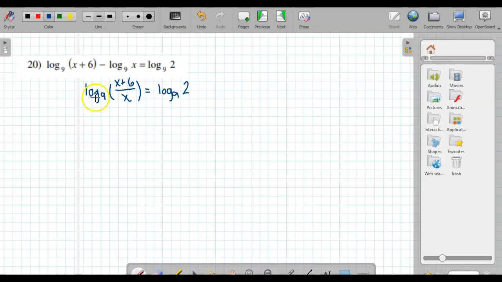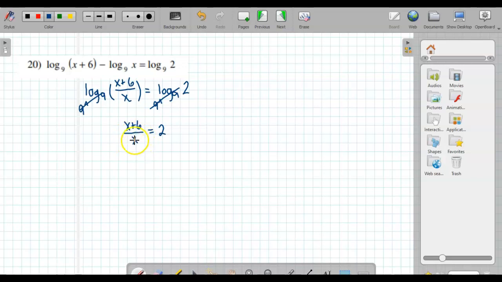And now, because I only have one logarithm on each side, I can raise these to be powers of 9. And I'm going to get x plus 6 over x equals 2. Now, since you haven't been in real school since March, you might be scratching your head about how to solve this. Probably the most simple way, whenever you have anything in the denominator, you cannot solve for it.